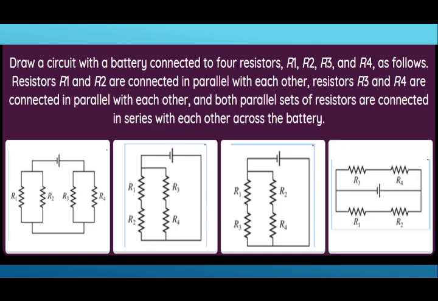Now, let's proceed to the last question. As an application of what we have learned, draw a circuit with a battery connected to 4 resistors R1, R2, R3, and R4 as follows. Resistors 1 and 2 are connected in parallel with each other. Resistors R3 and R4 are connected in parallel with each other, and both parallel sets of resistors are connected in series with each other across the battery.